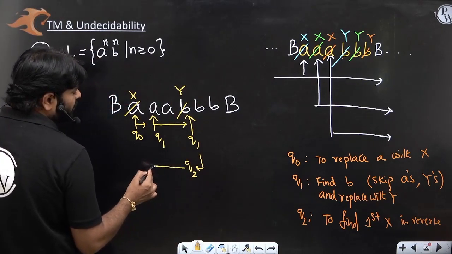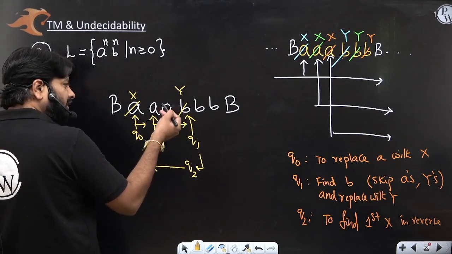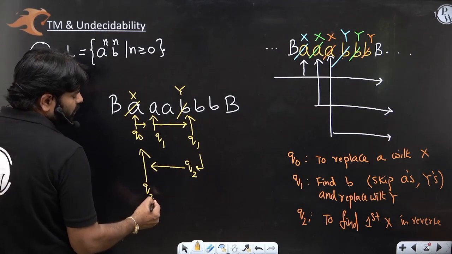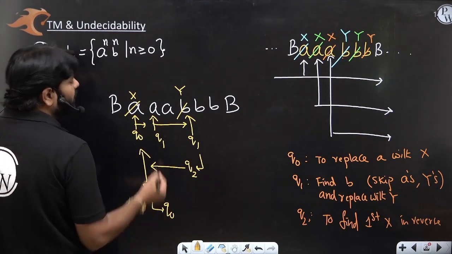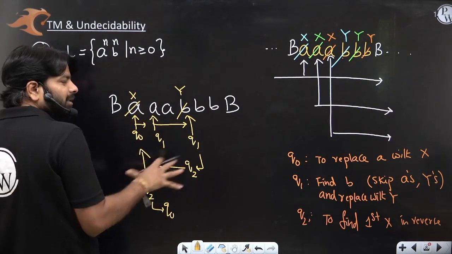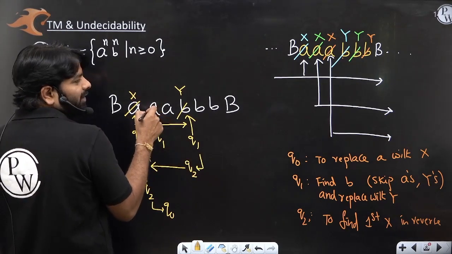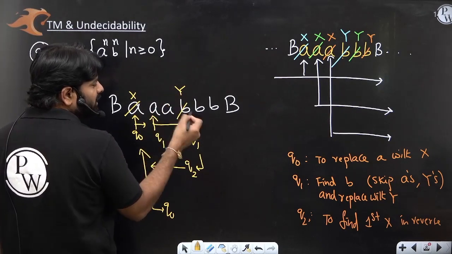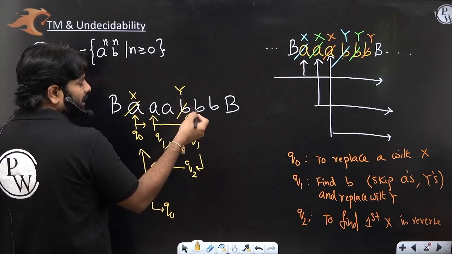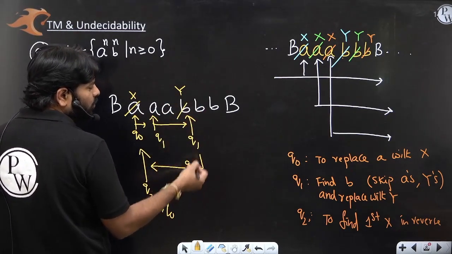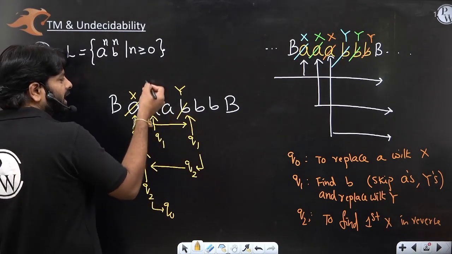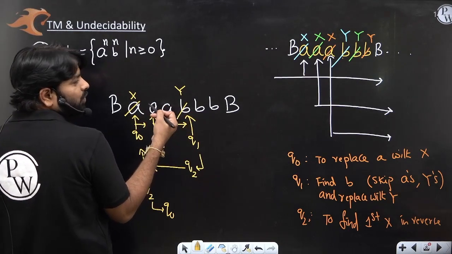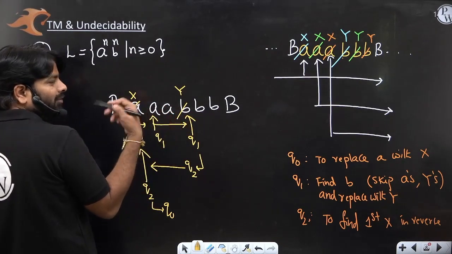From here, it's going to scan in the reverse direction to find the first X. This one is the first X, and immediately it gives control to Q0. What is the Q0 job? Q0 will start from here again, similarly to what you did, and replace A with X and then give control to Q1. Q1 skips A's and Y's to reach the B, replaces B with Y, and then gives control to Q2. Q2 scans in reverse, and this will be the first X in the second scan, so it will give control to this A by handing over to Q0.